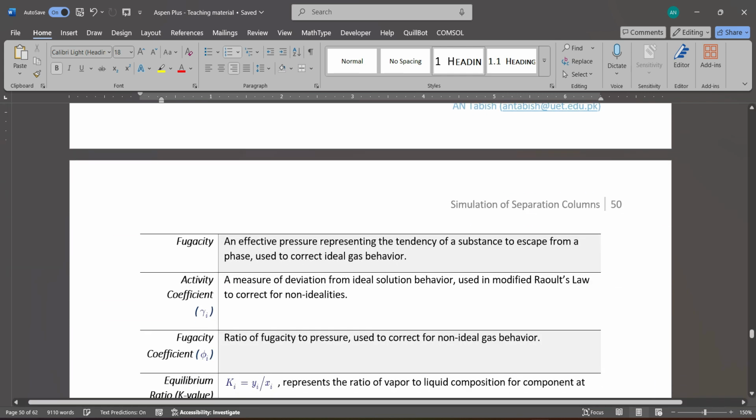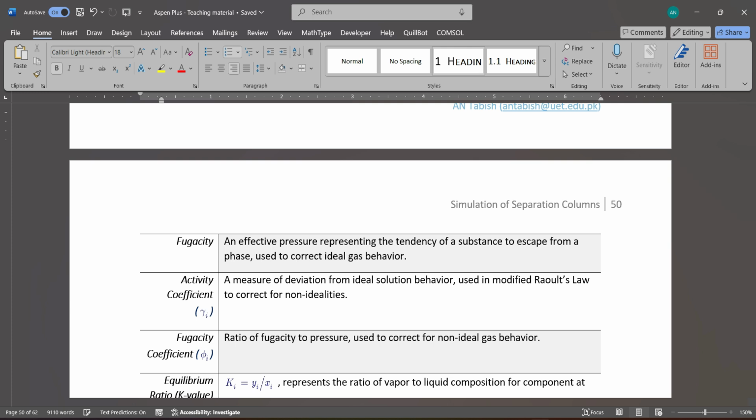The fugacity is an effective pressure, sometimes also termed as a fictitious pressure, representing the tendency of a substance or component to escape from the phase, and it is used to correct the ideal gas behavior for the application of non-ideal systems. Then fugacity coefficient and activity coefficient are more useful concepts.